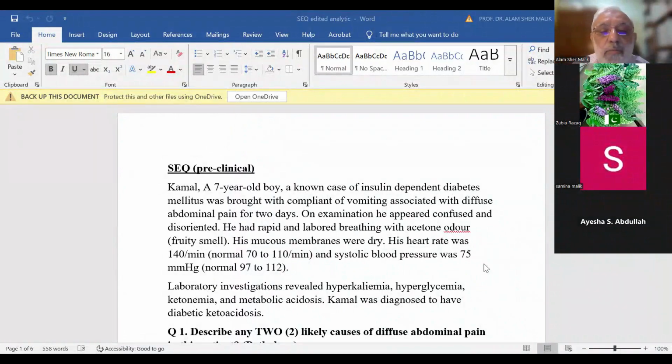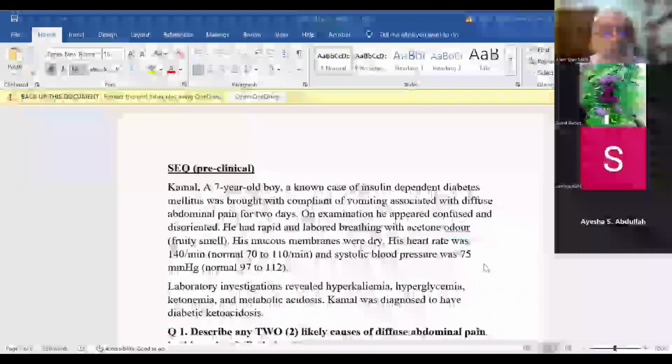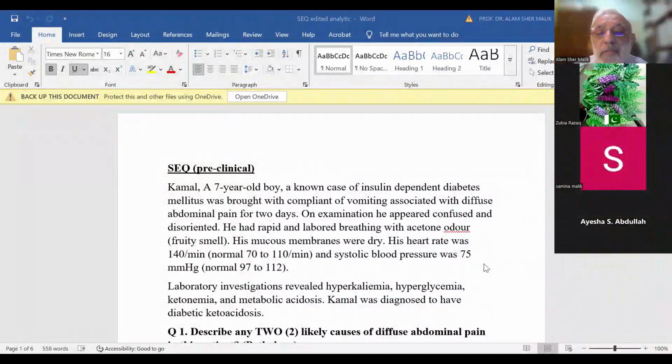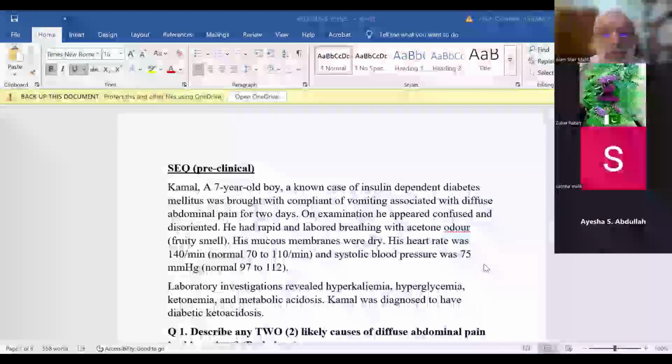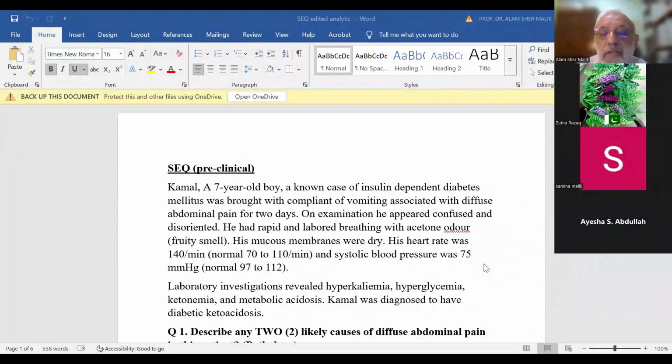Kamal, a 7-year-old boy, a known case of insulin-dependent diabetes mellitus, was brought with the complaint of vomiting associated with diffuse abdominal pain for 2 days. On examination, he appeared confused and disoriented. He had rapid and labored breathing with acetone odor or fruity smell. His mucous membranes were dry. His heart rate was 140 per minute. Normal is 70 to 110 per minute. And systolic blood pressure was 75. Normal is 97 to 112.